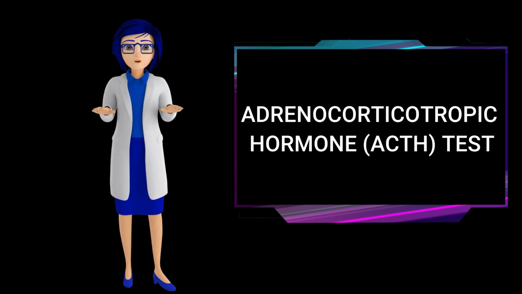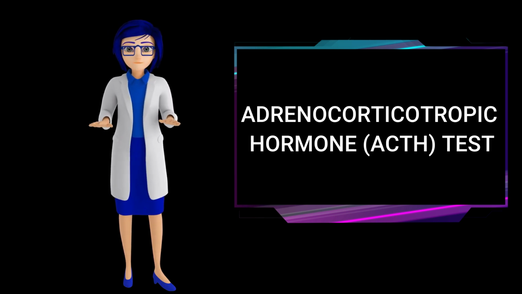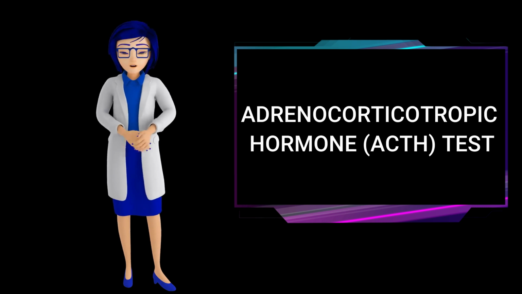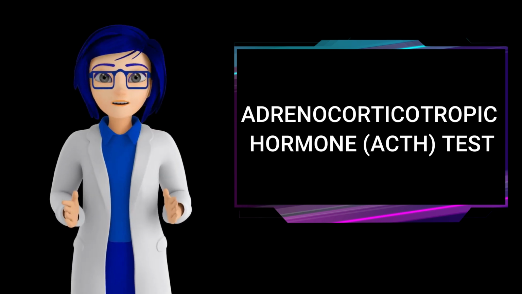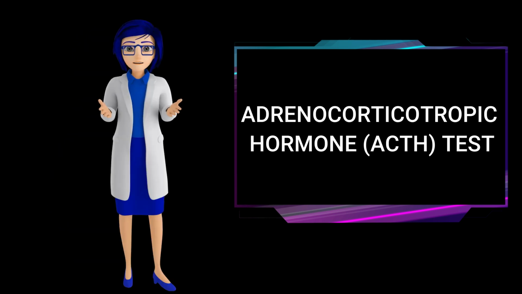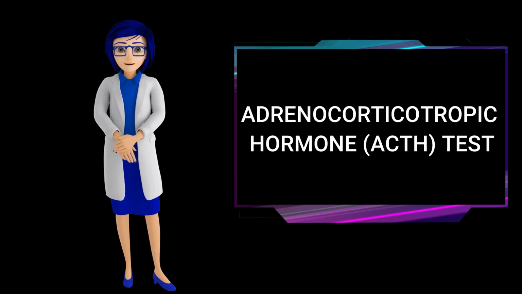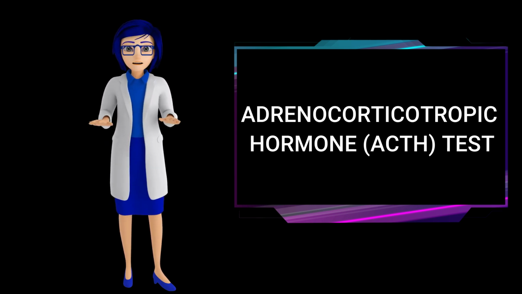Cushing's disease, a form of Cushing's syndrome. Cushing's disease is usually caused by a non-cancerous tumor of the pituitary gland. The tumor makes too much ACTH. This causes the adrenal glands to make too much cortisol. Addison disease, a condition in which the adrenal gland doesn't make enough cortisol. Hypopituitarism, a disorder in which the pituitary gland does not make enough of some or all of its hormones.